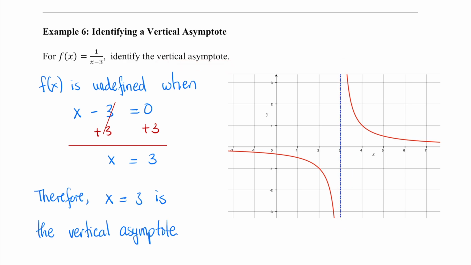Please note, a vertical asymptote is the equation of the line. It's not just a number. When we say the vertical asymptote is x equals 3, we're not saying 3 is the asymptote. We're saying the vertical line with the equation x equals 3 is the asymptote. So, x equals 3 is the equation of this vertical line at x equals 3. It's not just a value of the function. It's the equation of the line on the graph.